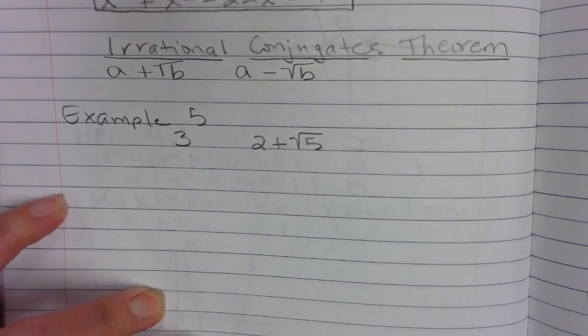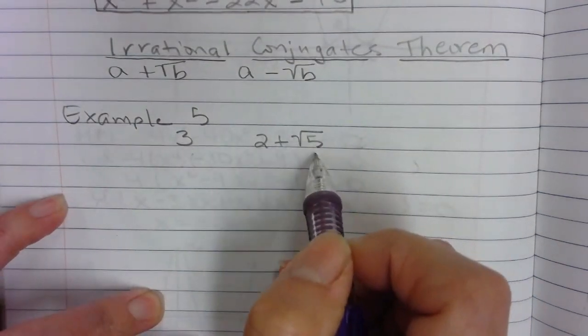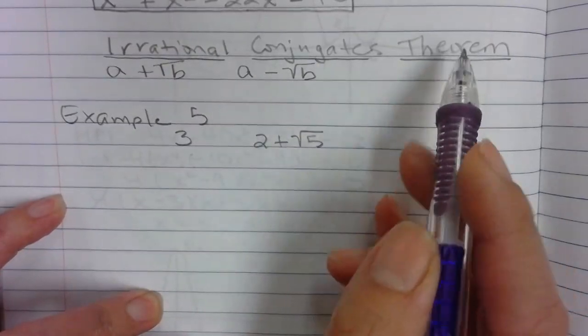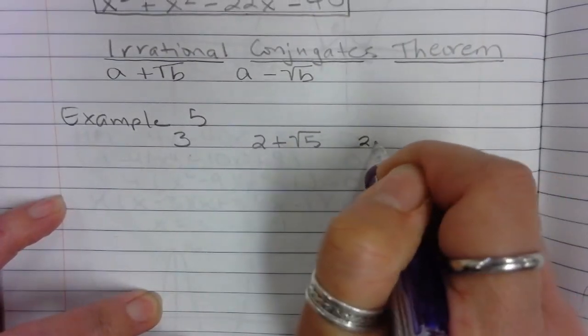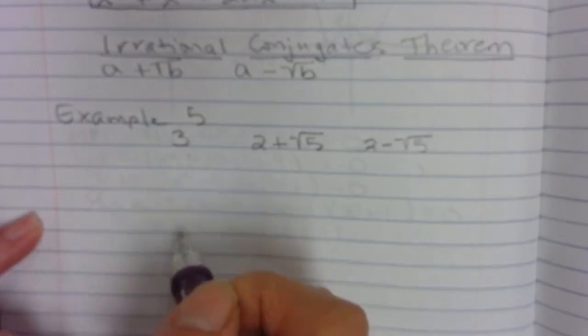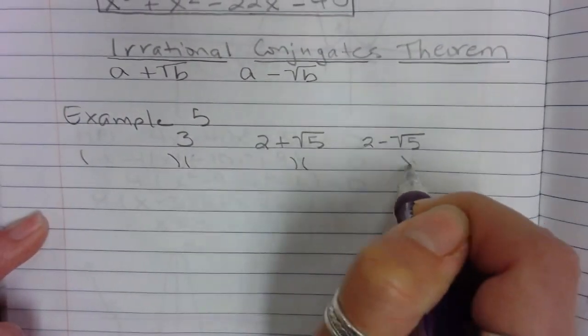It says, write a polynomial function with a leading coefficient of 1 and has the zeros of 3 and 2 plus the square root of 5. Now, since this is an irrational number, knowing the irrational conjugates theorem, it means that 2 minus the square root of 5, its conjugate, is also a root. So there's really 3 roots.